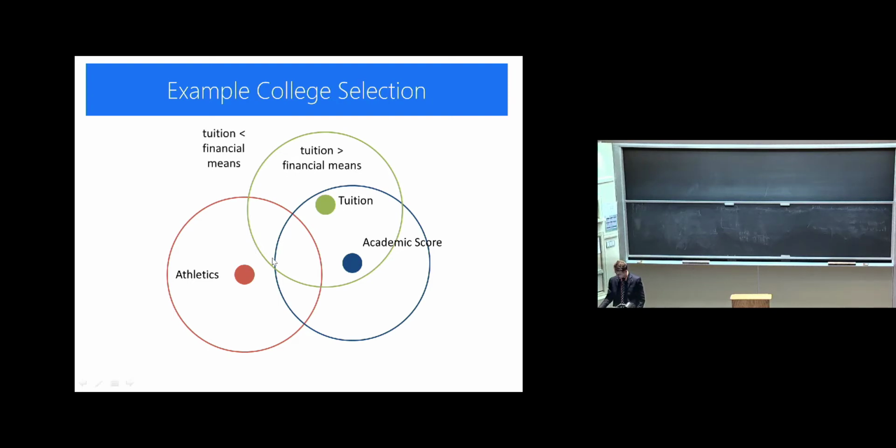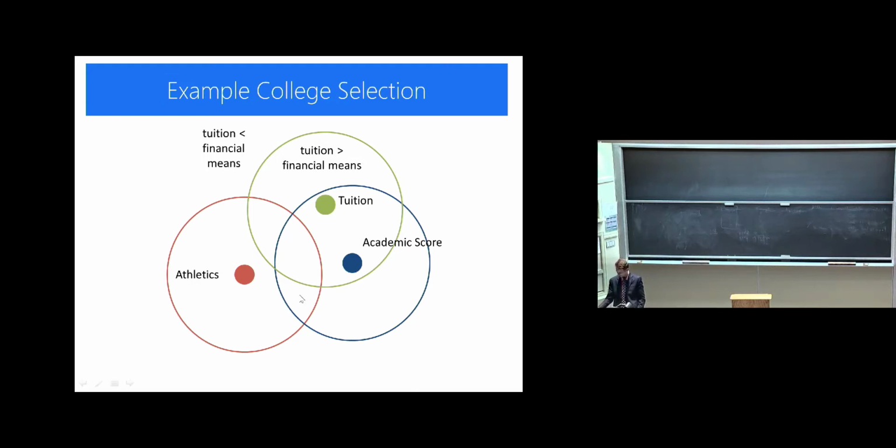And you say, okay, I want to definitely be outside this tuition circle because I want to pay a lot of tuition, because I want to be out here. I want to be inside athletics. I want to be inside academic school. This seems to be pretty good, right? This is inside good athletics, inside good academics, outside this evil high tuition area, right?